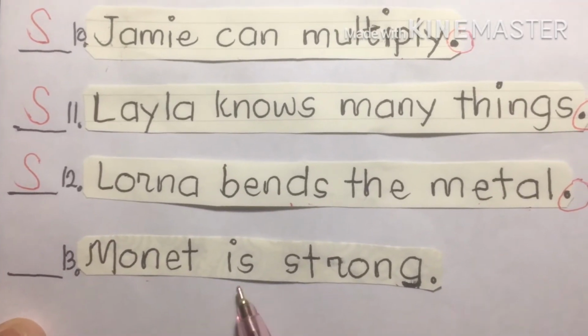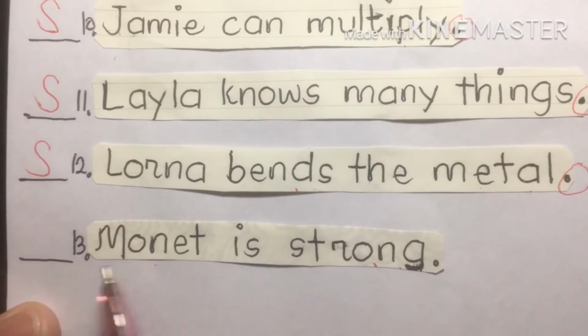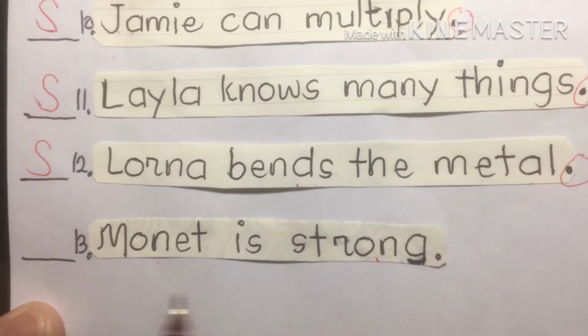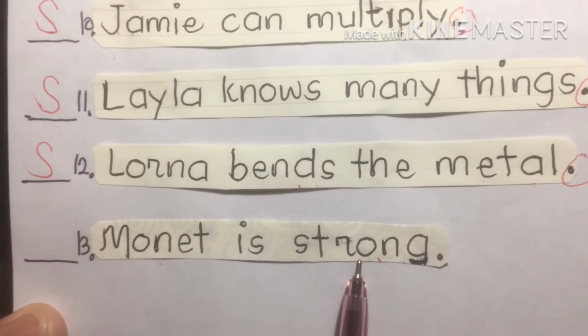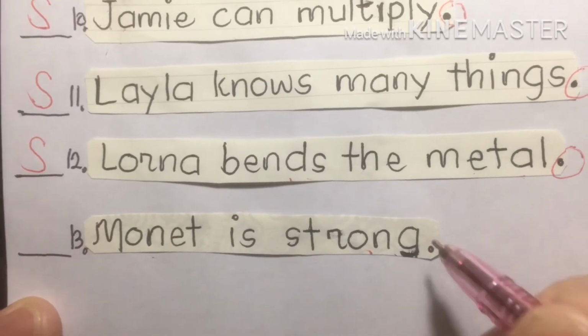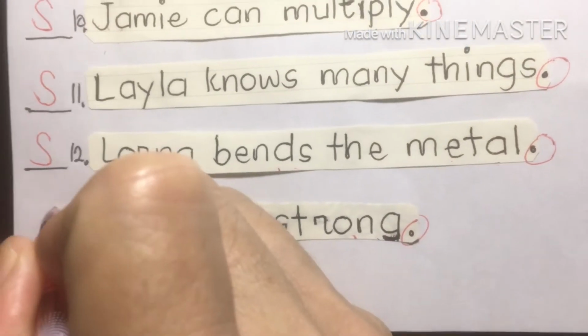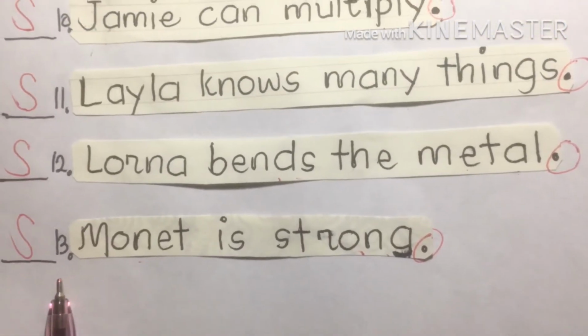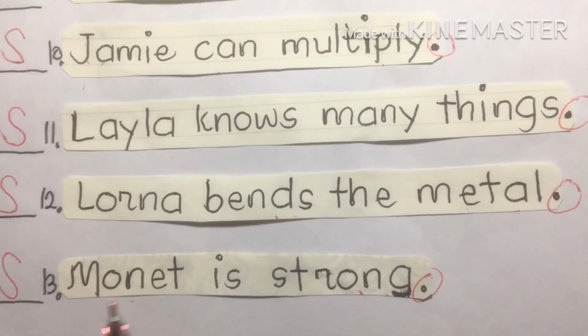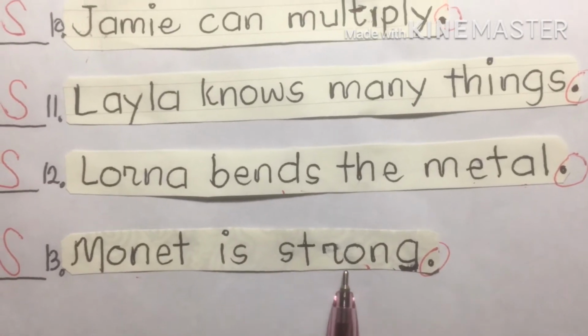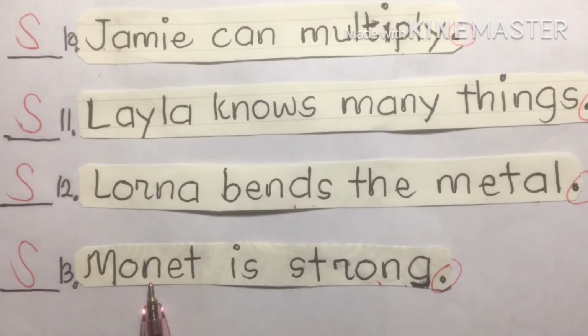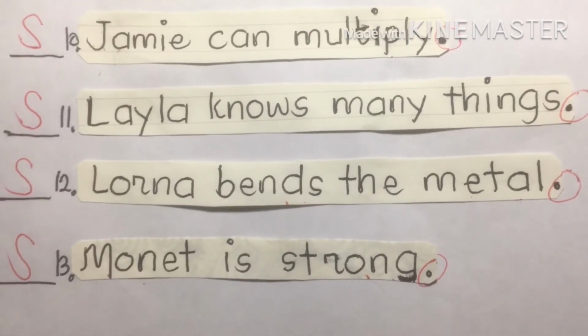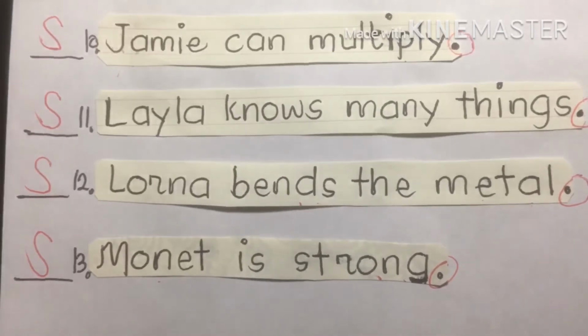13. Monette is strong. Who is strong? This is actually a simple sentence. We have a subject and predicate. Who is strong? It's Monette. This is actually a sentence. Okay? That's very good, guys. Number 13 is a simple sentence having one subject and one predicate. This is very suitable, my dear viewers.